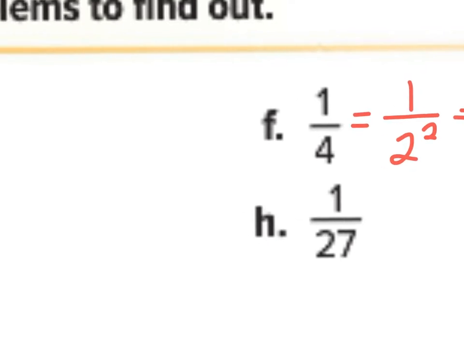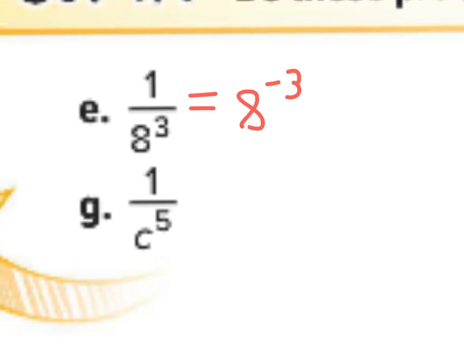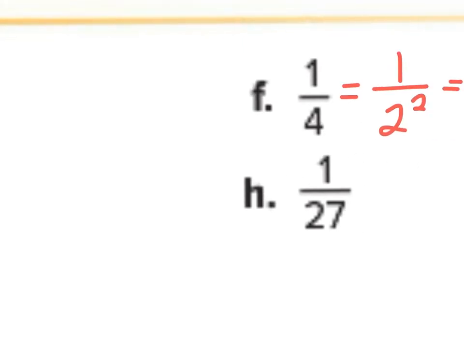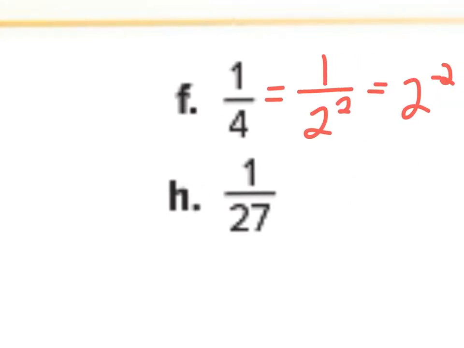Okay, let's try C. And C, G. I'm looking at the wrong letters. We have C to the power of negative 5. And finally, D, we have 27. 27 is a number that is cubed, which I'll write as 1 over 3 to the power of 3, because 3 times 3 times 3 is 27. And then I can simply write it as 3 to the power of negative 3.